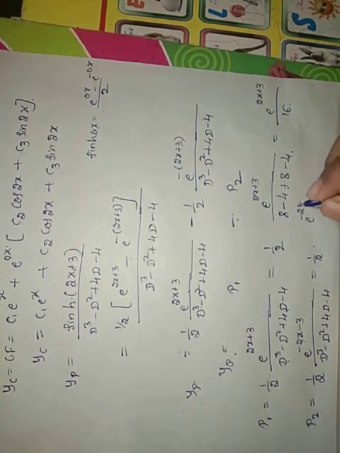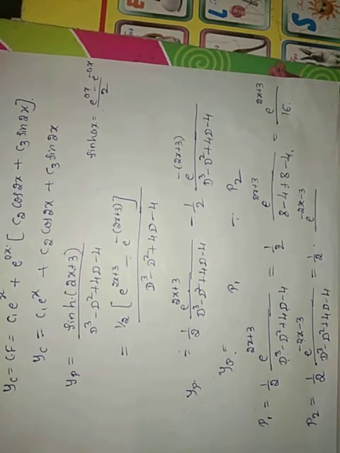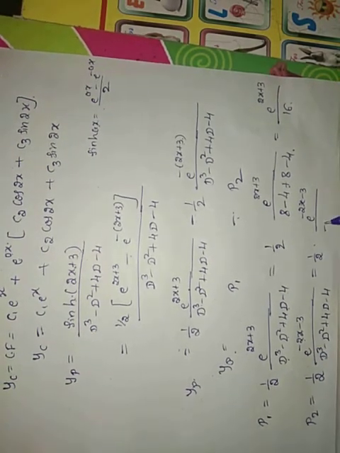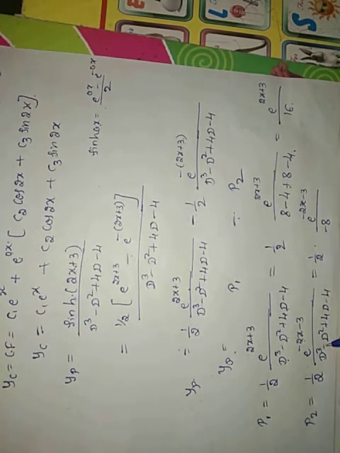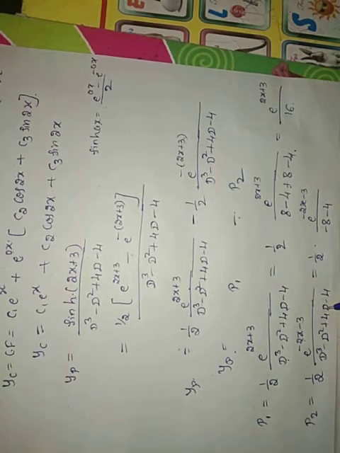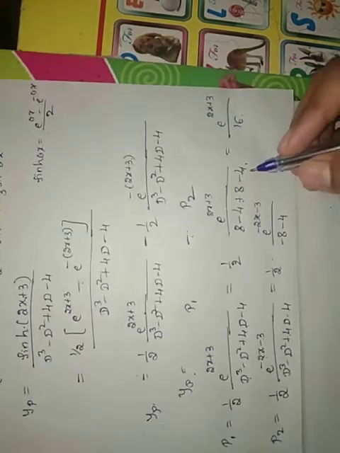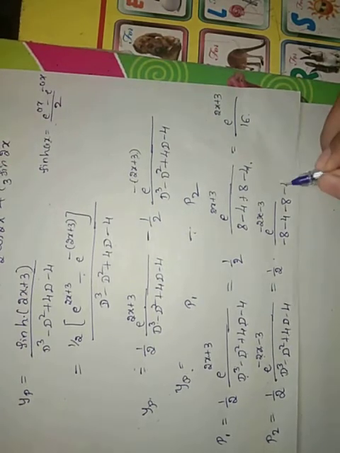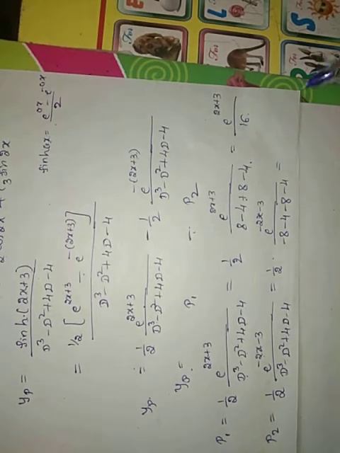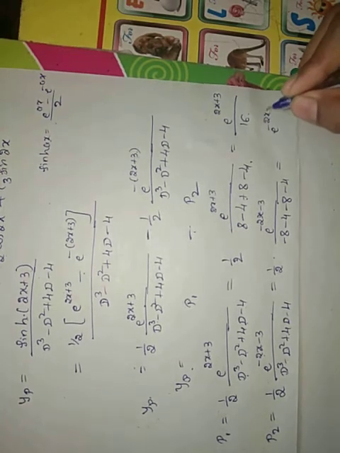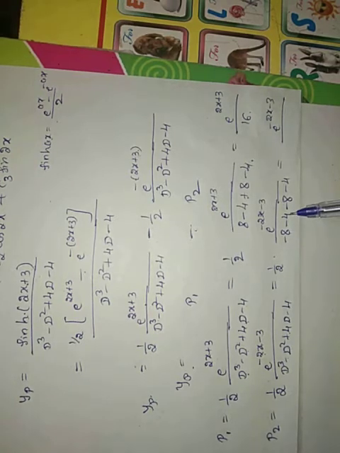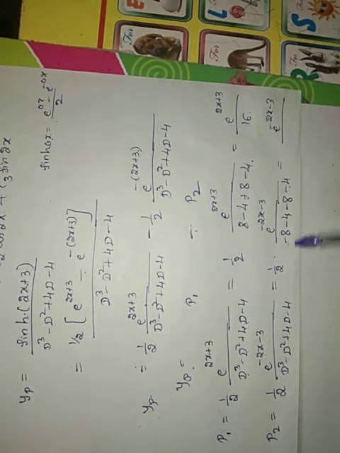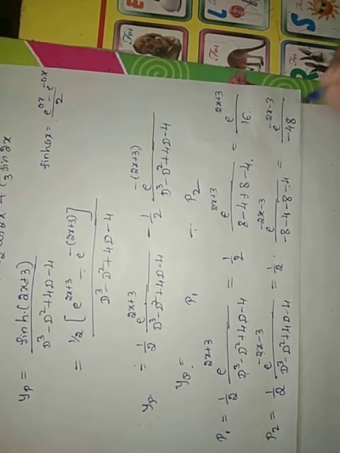e raised to minus 2x minus 3 divided by minus 2 cube, which is minus 8. Minus 2 square is plus 4. Plus 4 into minus is minus 4. Minus 2 into plus 4 is minus 8, minus 4. So e raised to minus 2x minus 3 divided by minus 8 minus 16. Minus 16 minus 4 is minus 20, minus 4 is minus 24. Minus 24 into 2 is minus 48.